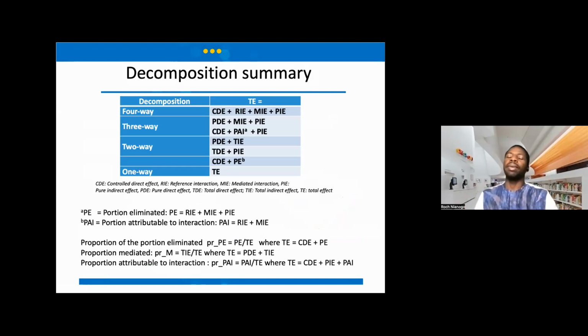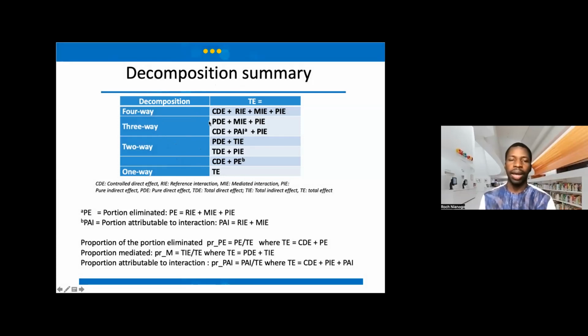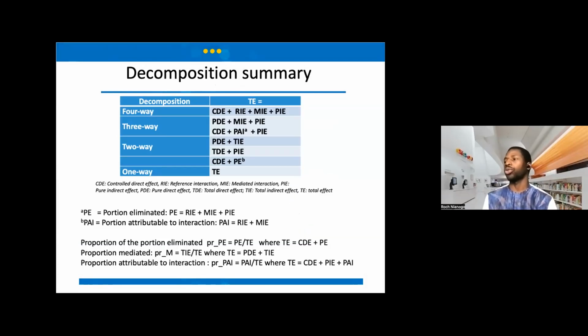All right. So by being able to do that, that leads us to being able to break down the total effect into many different effects, right? So we can do a 4-way decomposition, basically by adding the different 4 basic components here: the controlled direct effect, the reference interaction, the mediated interaction, and the pure indirect effect. We can also do a 3-way decomposition. Basically, we add the pure direct effect plus the mediated interaction plus the pure indirect effect, right? And so on and so forth, right?